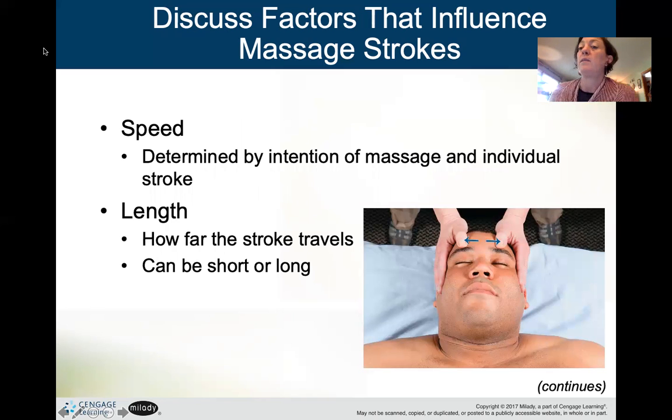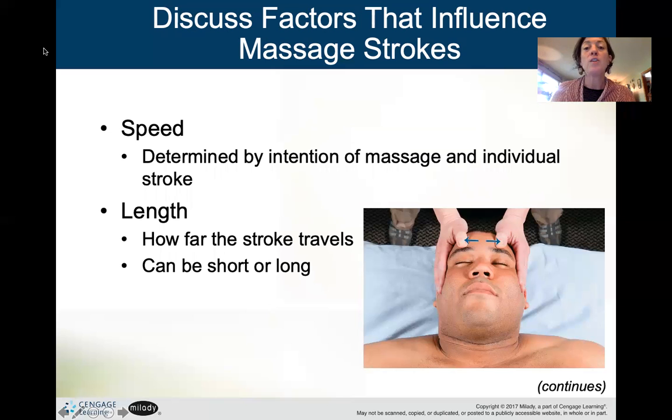The speed is an obvious one. The more relaxing you're trying to be, the slower you're going to go. But sometimes you might really hit a rough spot and you're going to need to go fast. That happens, say, more with friction than it's going to with effleurage. But that will affect the outcome.